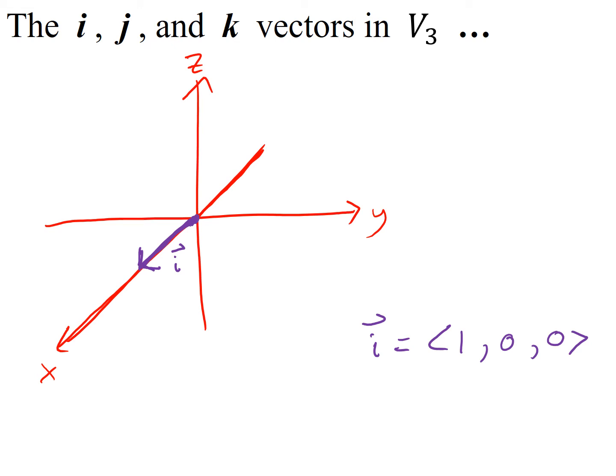Okay, the j vector, drawn in green here. So remember, you don't always have to draw a vector starting at the origin, but most of the time I will. And it's going to go in the direction of the y-axis, and it's going to have what length? It's going to have length 1. It's a unit vector. So that's the j vector right there.